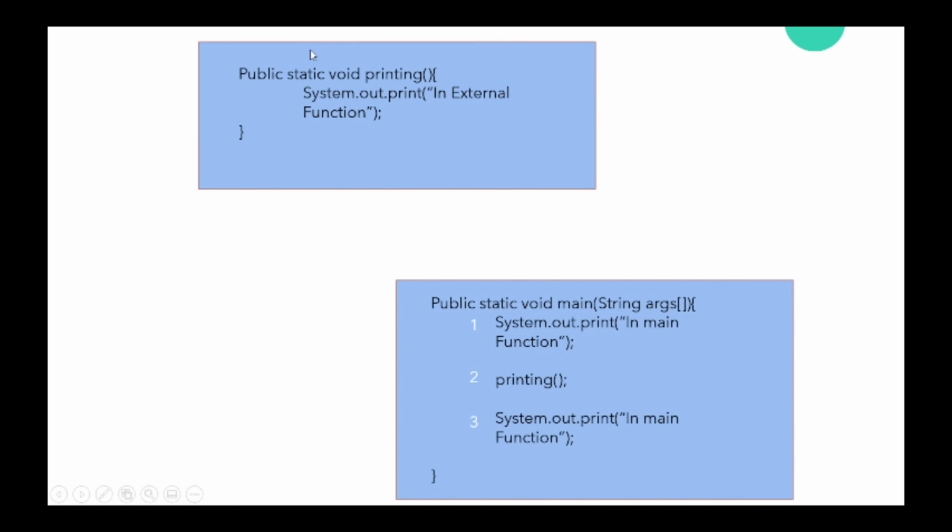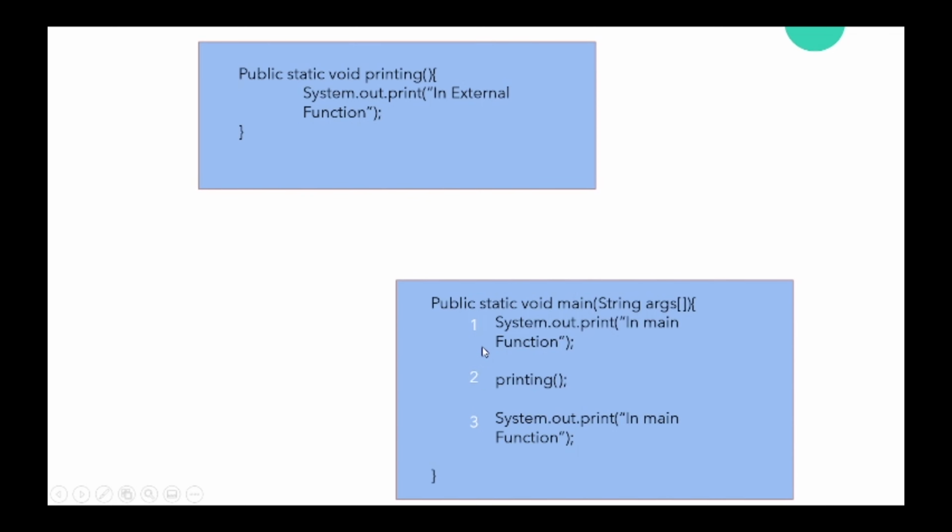So guys, I have created two functions here. One is this public static void printing, and the other function is public static void main. Inside this main function, on the first line I have written System.out.print "in main function", on the second line I have called the function, and on the third line I have again used "in main function".